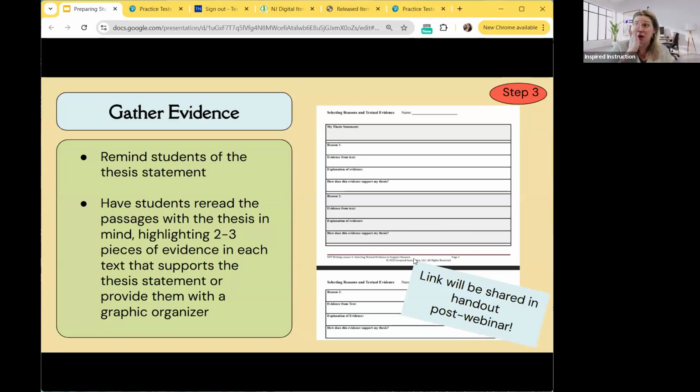So in addition to having them highlight any potential textual evidence that could support their thesis, I think having them use a graphic organizer, I think having them work with a partner, those are all really helpful scaffolds for when you're first teaching them, how do I pick evidence that supports my thesis?